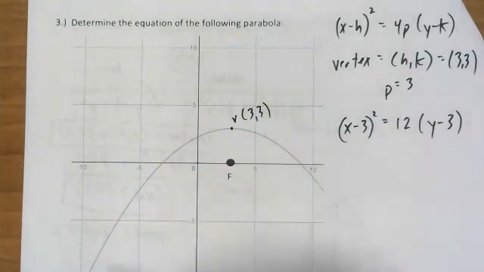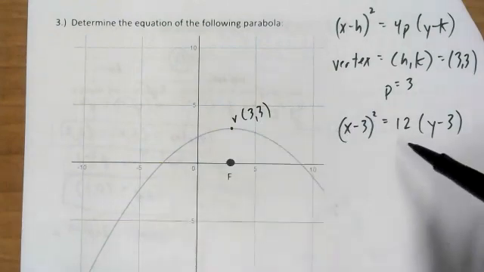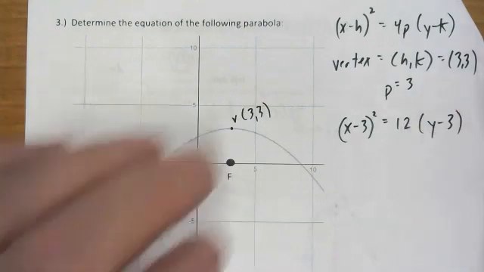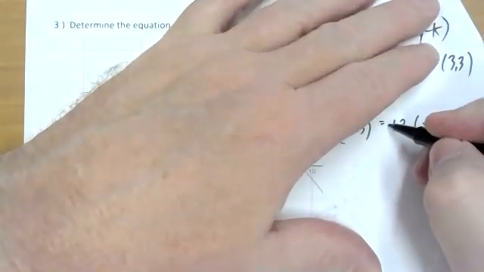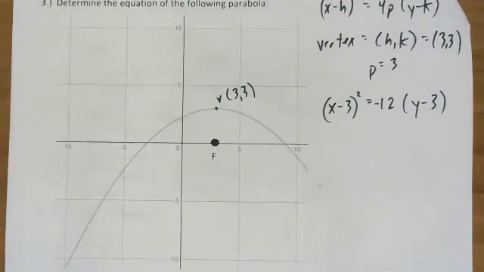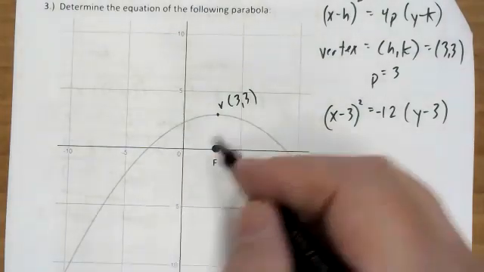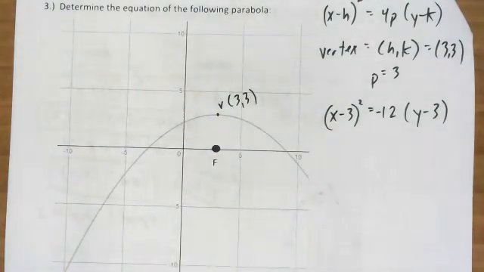As a matter of fact, since this parabola opens down, I know that this number has to be negative. So at the very end, I have to remember I need to stick a negative in front of the 12. Because a parabola that opens down has to have a negative number. So sometimes you figure out your equation, and it feels like you're done when you're not quite done yet. You need to check the sign of this coefficient.